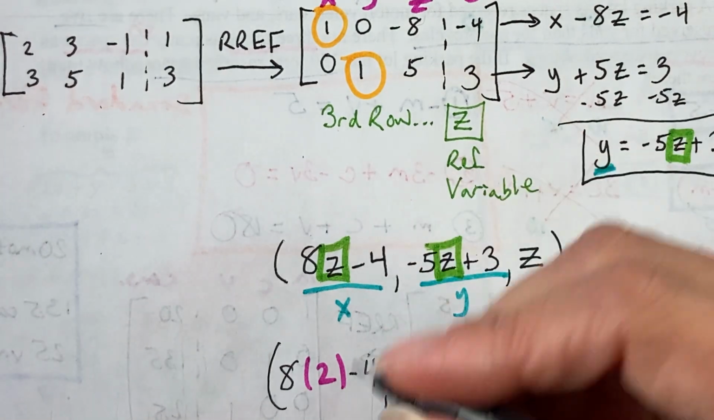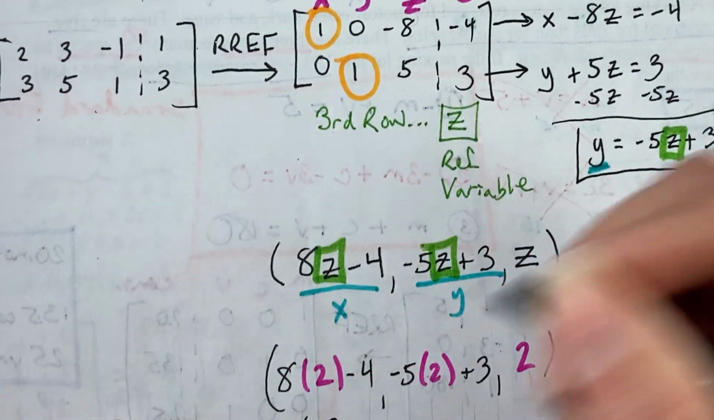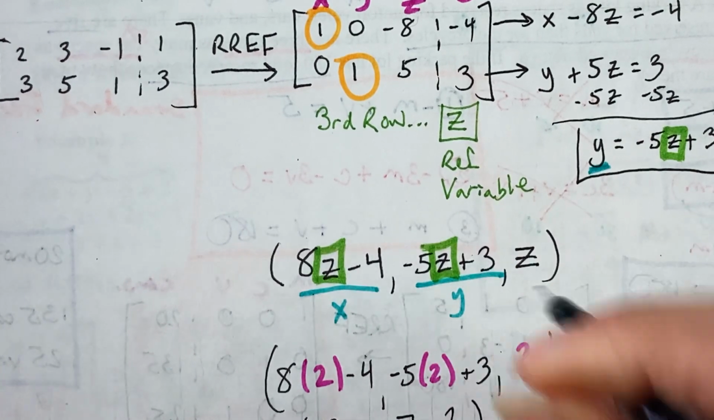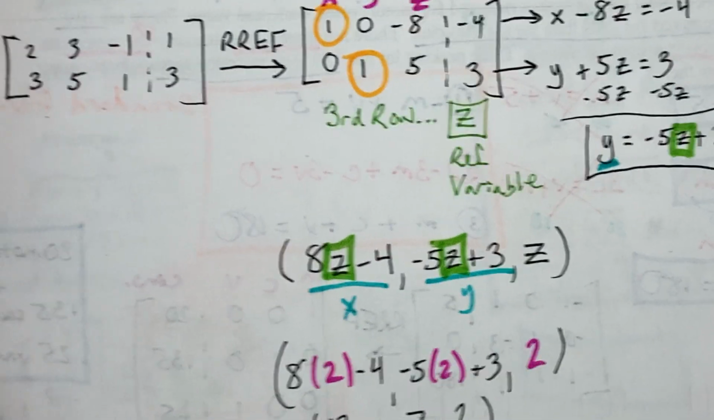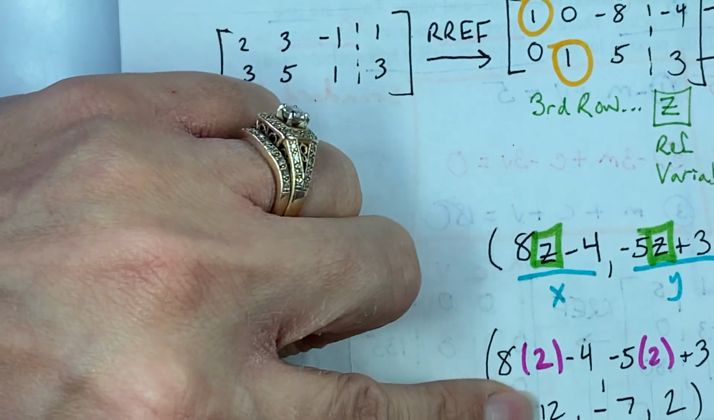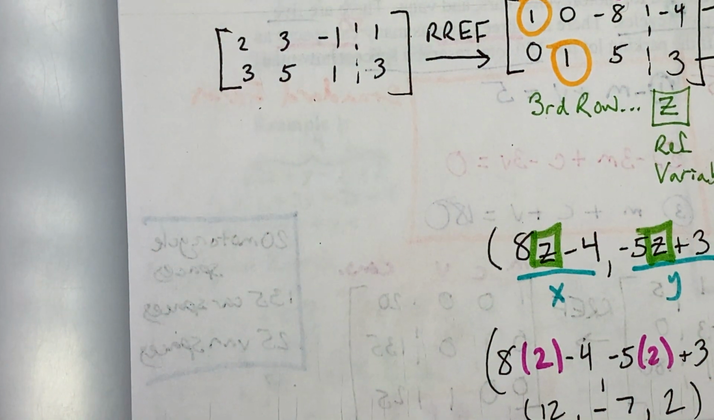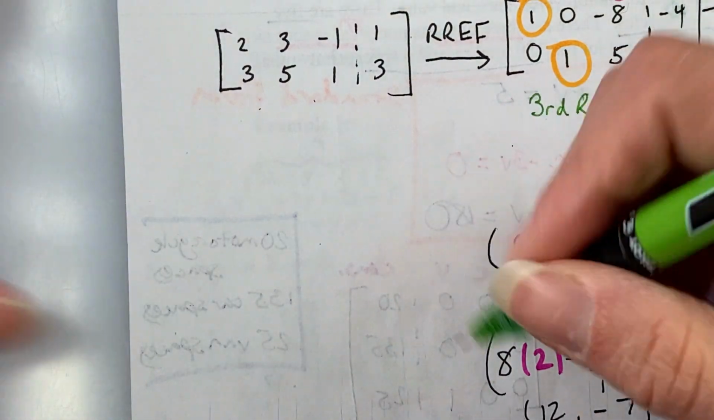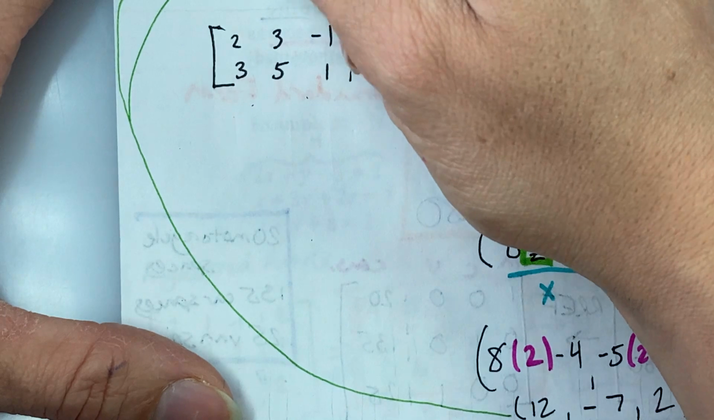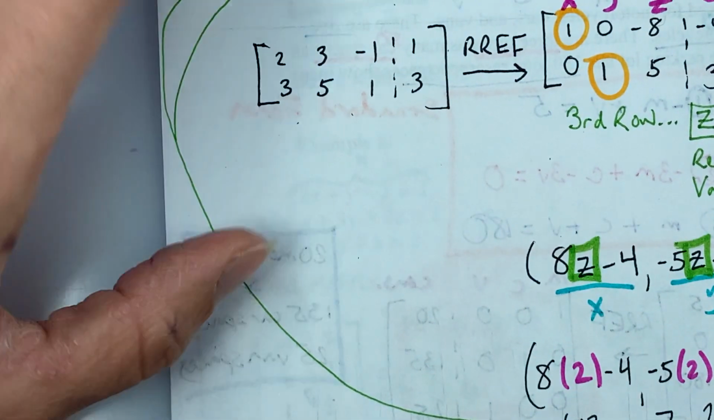And when I simplify this, that gives me 12 and negative 7 and 2. And what's nice about being able to generate a solution is I can take that and plug it back into both equations to check. So generate a solution and plug it into all 3 equations.